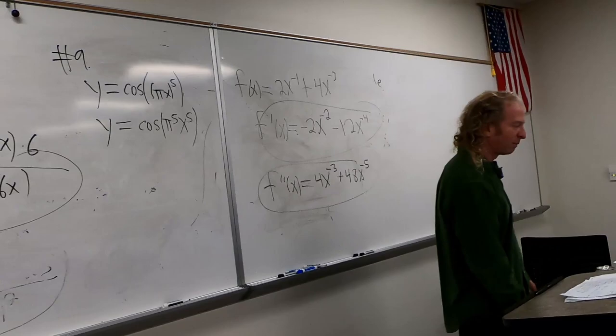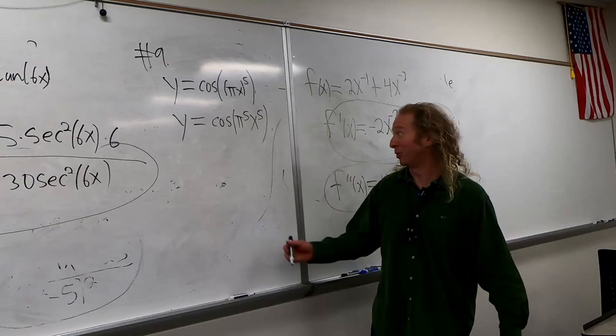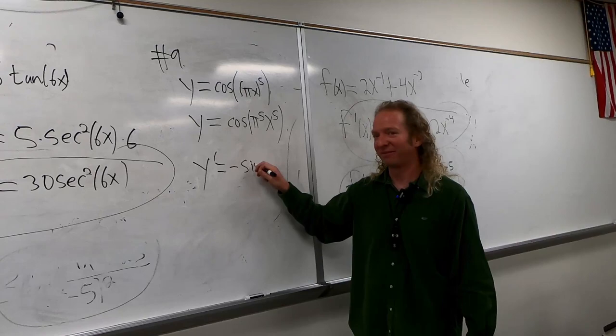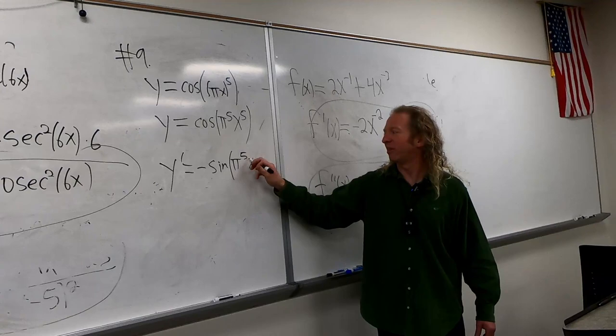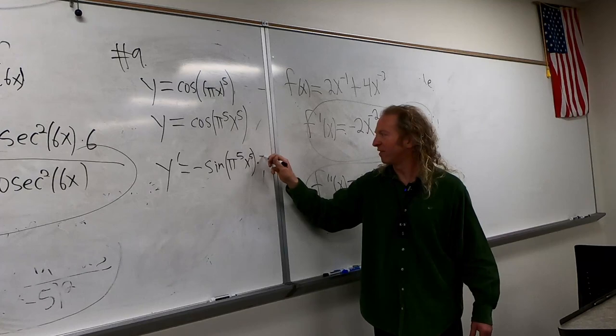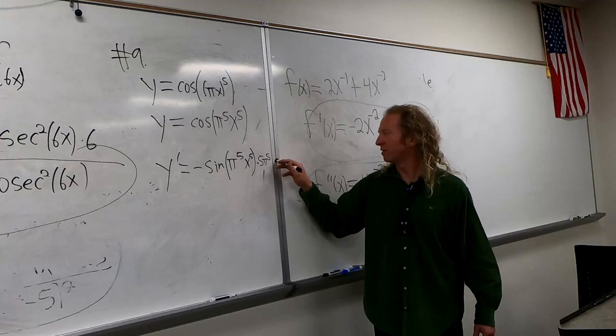Oh, wow, what's that? Oh, number 10 looks scary. Well, I think we should try it because I don't know how to do it. What's the derivative of cosine? Negative sine. It's got that negative. It's really annoying. So it's negative sine of pi to the 5th, x to the 5th, times, I guess this pi to the 5th is a constant, so it hangs out, right? So it'll be 5 pi to the 5th times x to the 4th power.